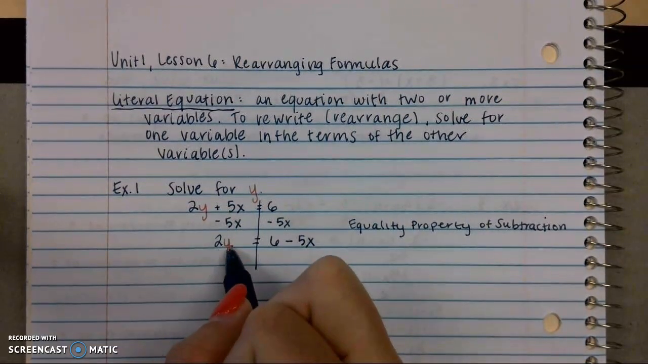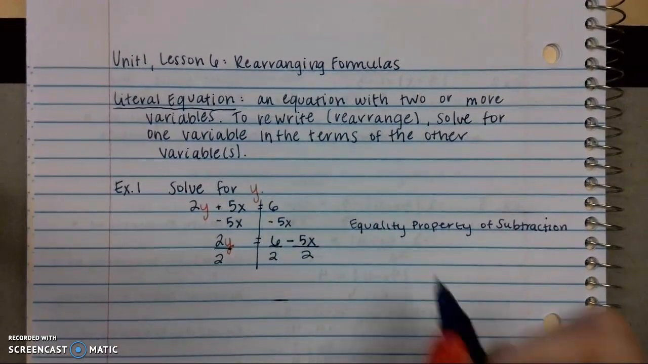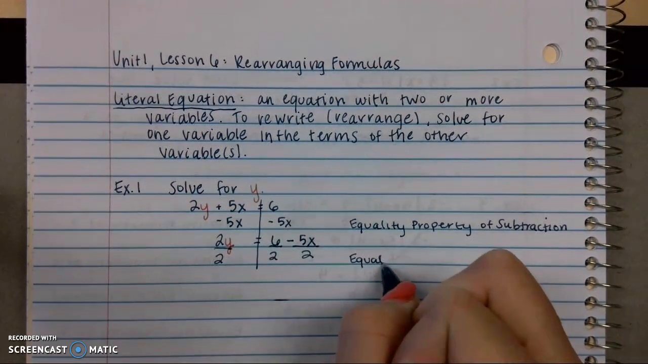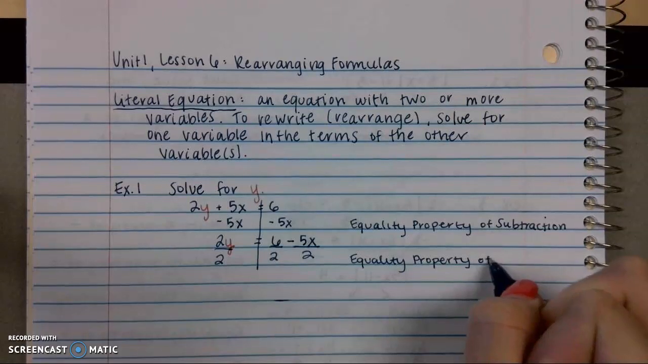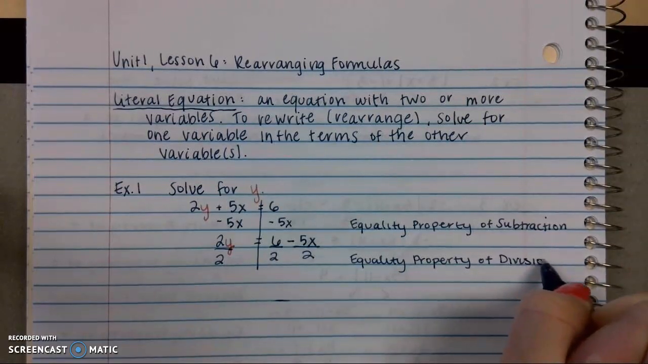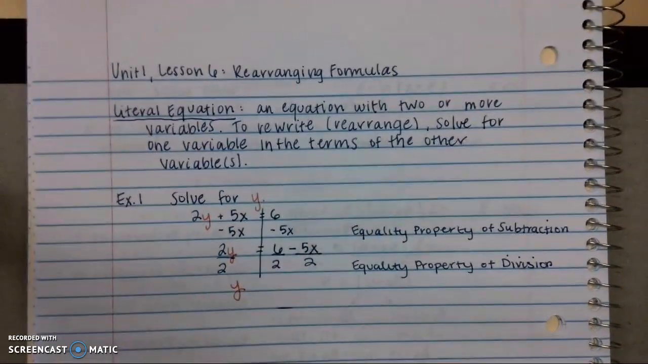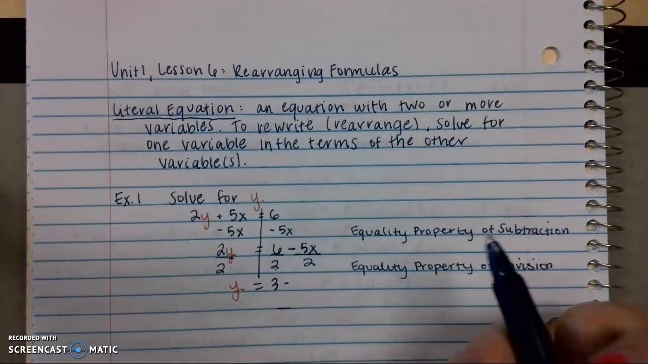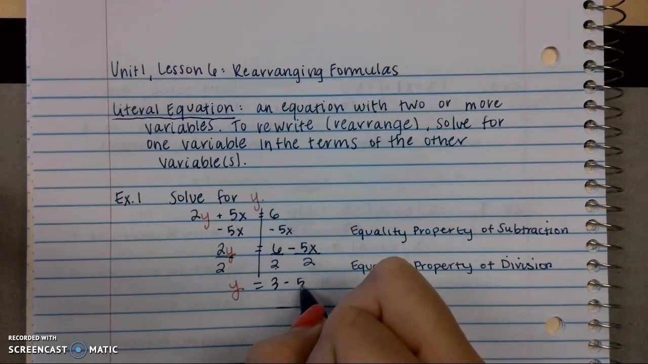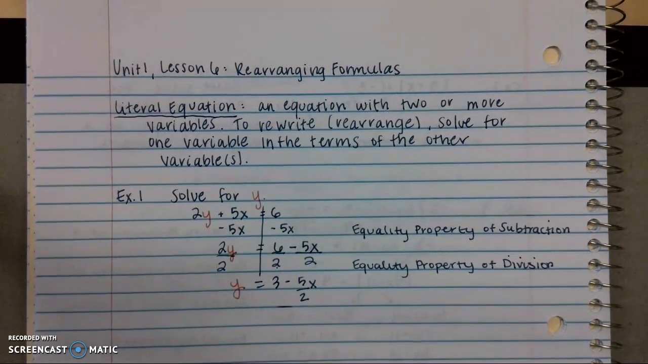Now we have one more thing. We have 2 times y. So I'm going to divide everything here by 2. Equality property of division. And you're left with y is equal to 6 over 2, which is 3, and then this guy does not simplify out perfectly. And in our next unit especially, we're going to want to leave it as a fraction. So believe it or not, that is what the answer is to example number 1.